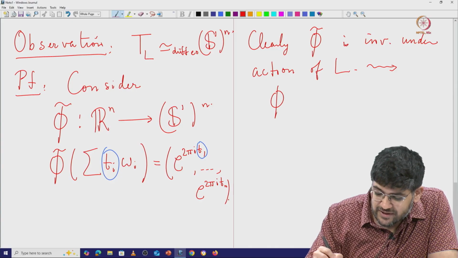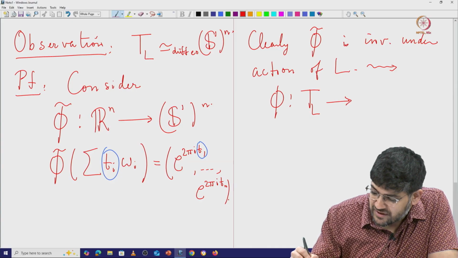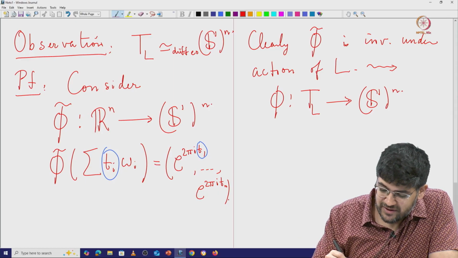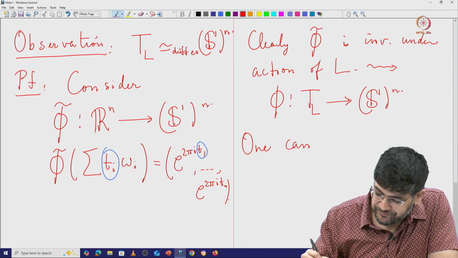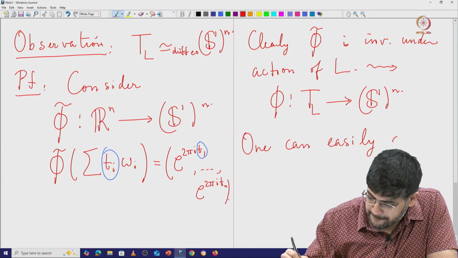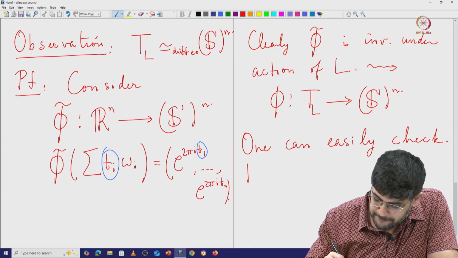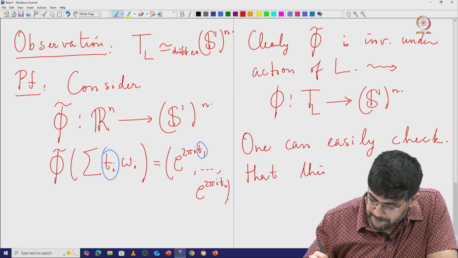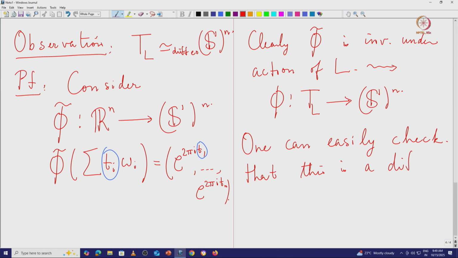So that means it induces a map from the torus to this, and one can easily check that this is a diffeomorphism, right? One can explicitly construct the inverse. So at least as far as the smooth category is concerned, all these tori are identical. But now since this is a course in Riemannian geometry, I want to actually introduce a Riemannian metric on this.